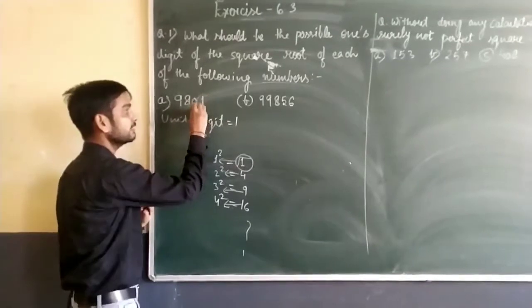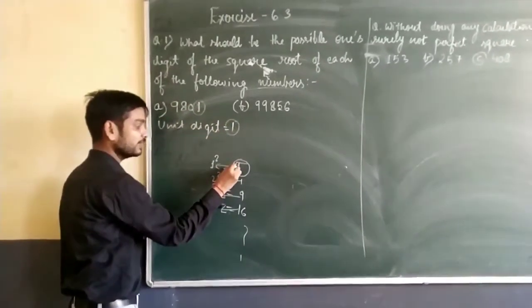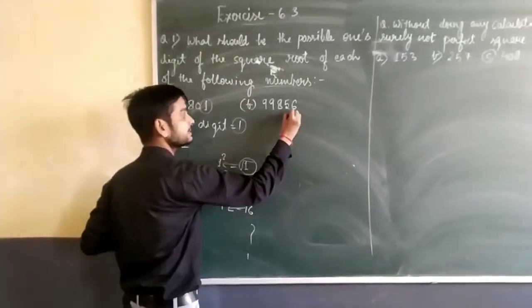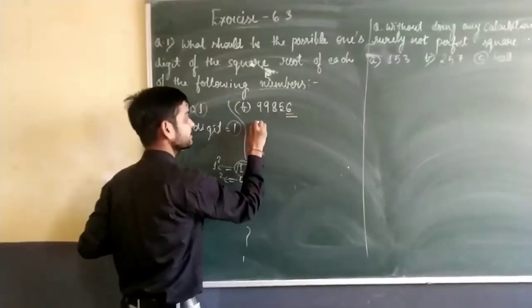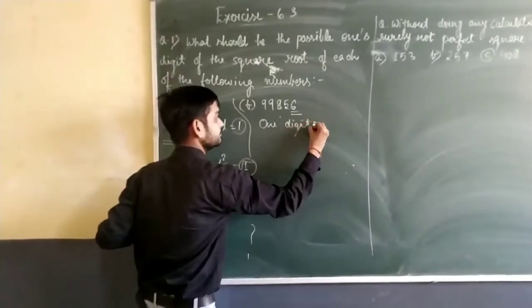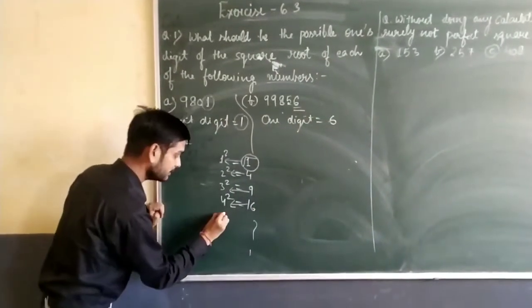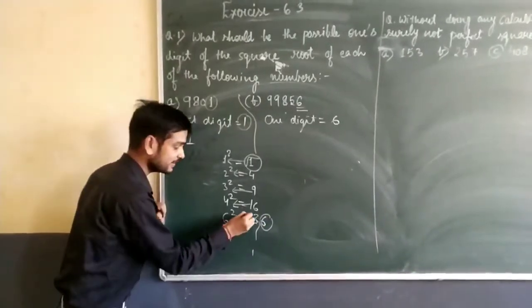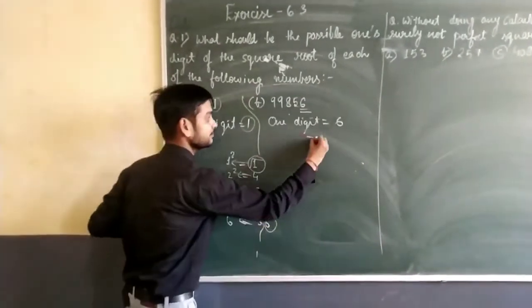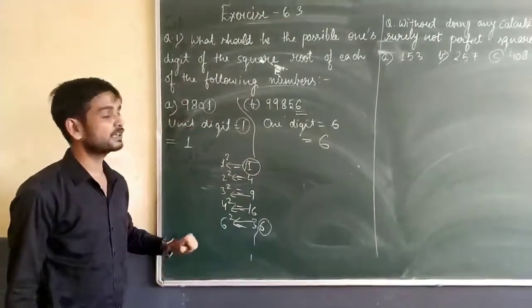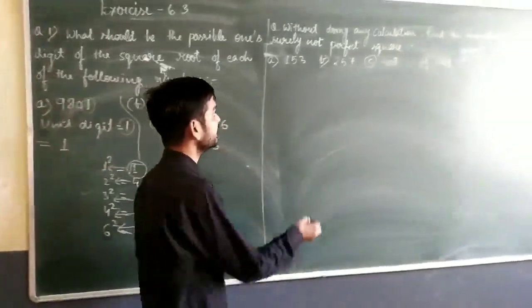So here the unit digit is 1. So 1 square is 1, so the answer is 1. Similarly, here the unit digit is 6, and 6 will come in 6 square. 6 square means 36. You can see the 6 here, so its answer is 6. So try to solve the rest of the parts of question number 1. Let's begin with the next question.